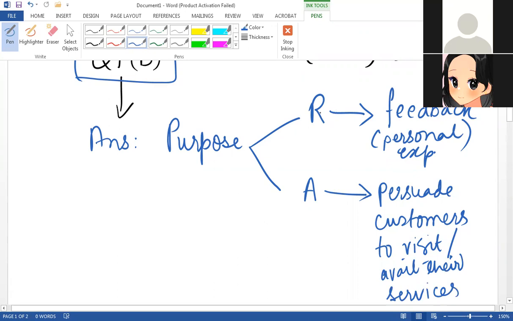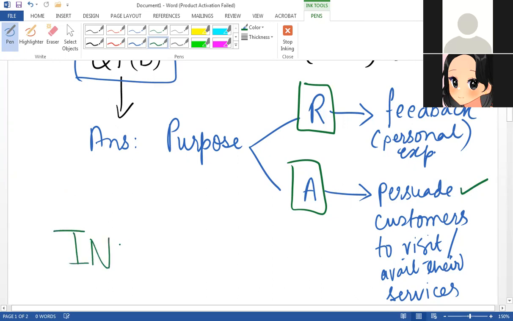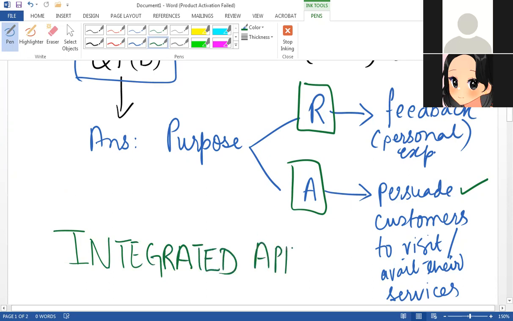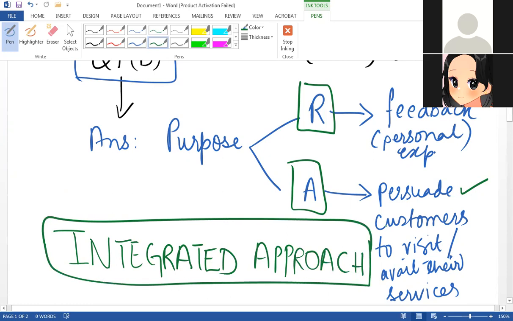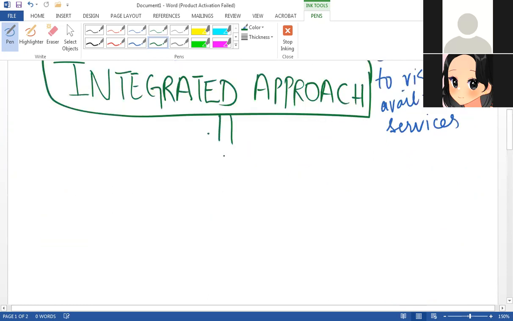So you are showing what, beta? You're showing the difference. The purpose of both the texts is different. It's providing feedback, it's persuading. So we are going to follow an integrated approach. I'll tell you in detail. We are going to follow an integrated approach to answer question number 1, part B.